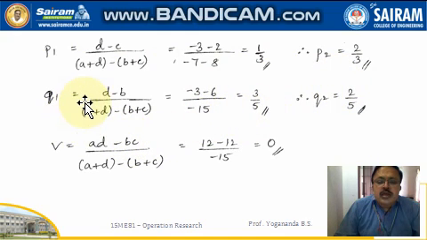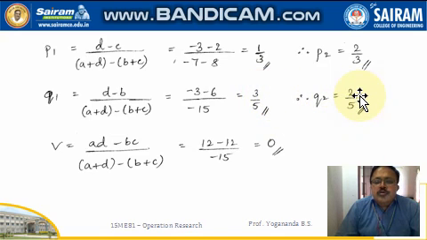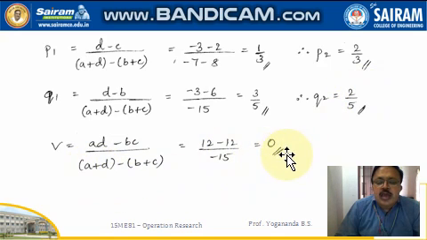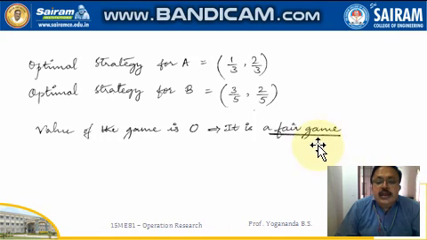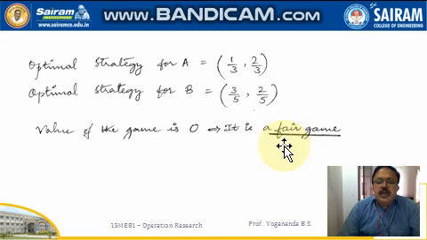The probability that player B goes for his first strategy is 3 by 5. That is, if the game is played 5 times, he chooses his first column as his best strategy 3 times and 2 times he will go for his second strategy. The value of the game is 0 we are getting here. So that indicates that the game is a fair game. So it is neither favorable to player A nor favorable to player B.